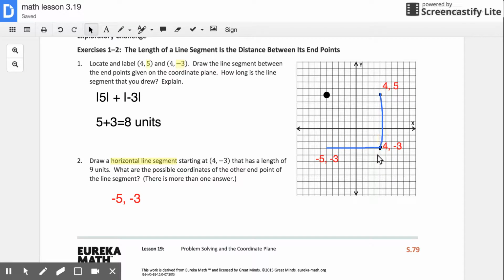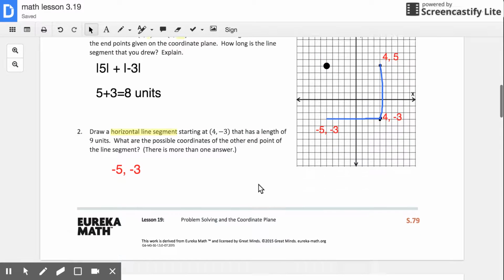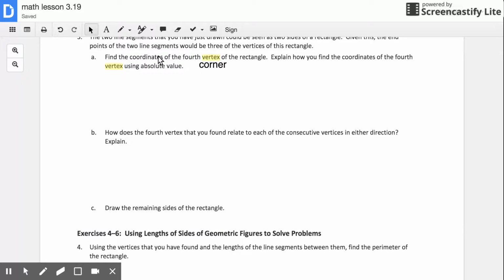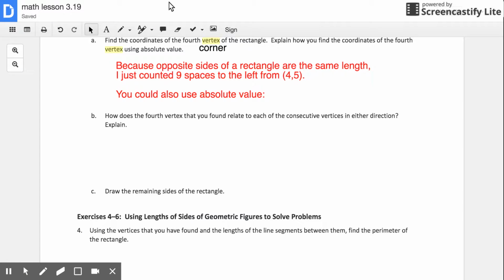So since this was 9 units across, because it told us to make it 9 units, then that means that from here to here needs to be 9 units. And I actually did that with no math at all. You don't really need math for that. So I'm going to write my explanation. Okay, so here is my explanation.